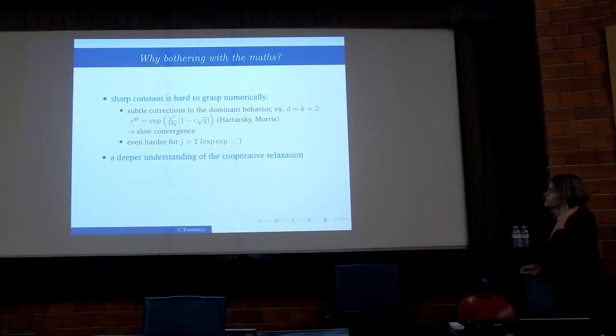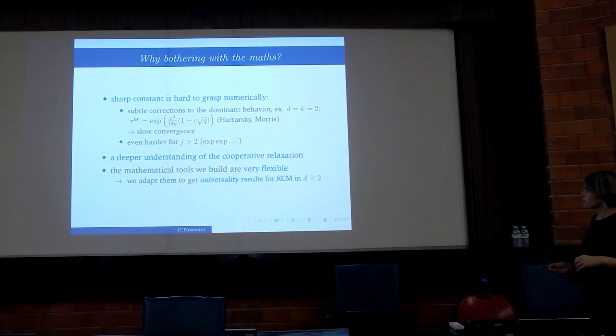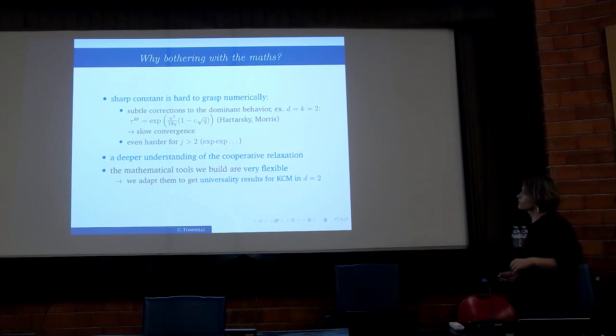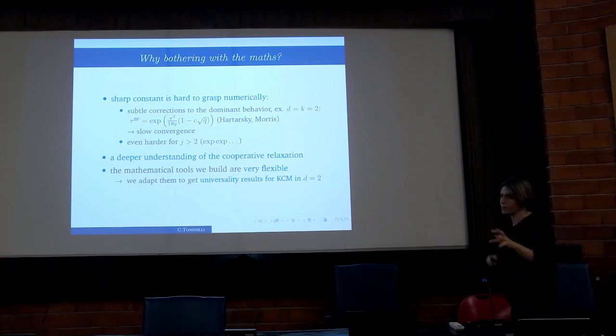And also we were happy because these techniques give us a tool to understand this cooperative relaxation, and the mathematical tools that we use are quite flexible, and we could use them also to apply to the general KCM in dimension 2. Okay, the results that I gave are in dimension d, but for some technical reason we applied them for general constraints in dimension 2, and we got all the universality classes depending on the constraint, which is the scaling of the time scale, which can be exponential, power law, and different types of scaling.